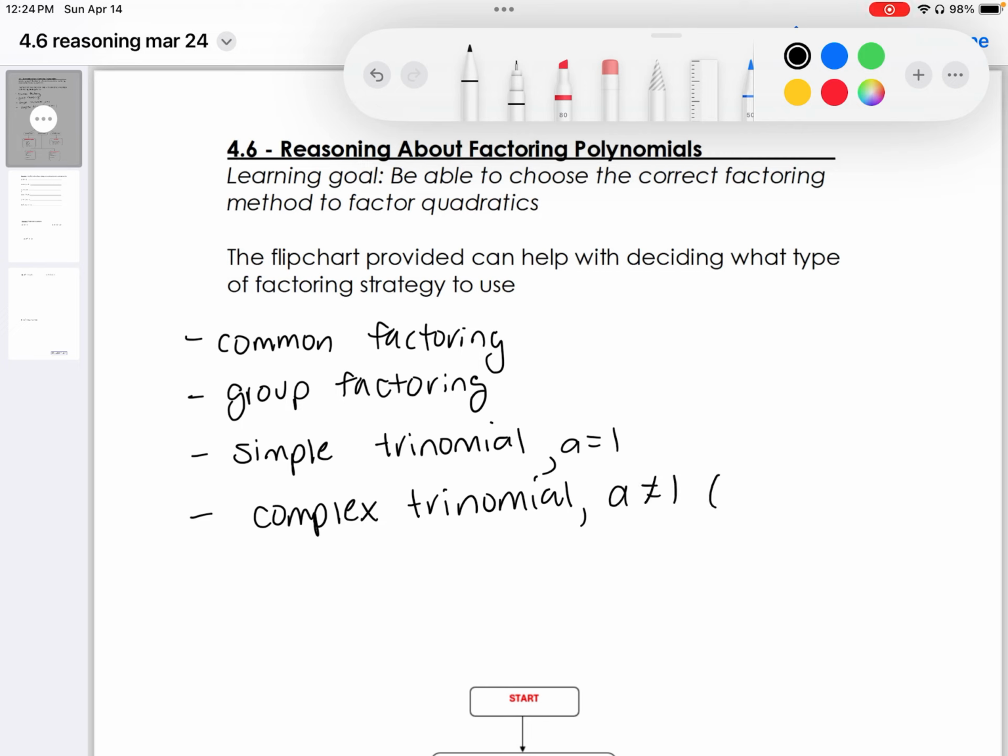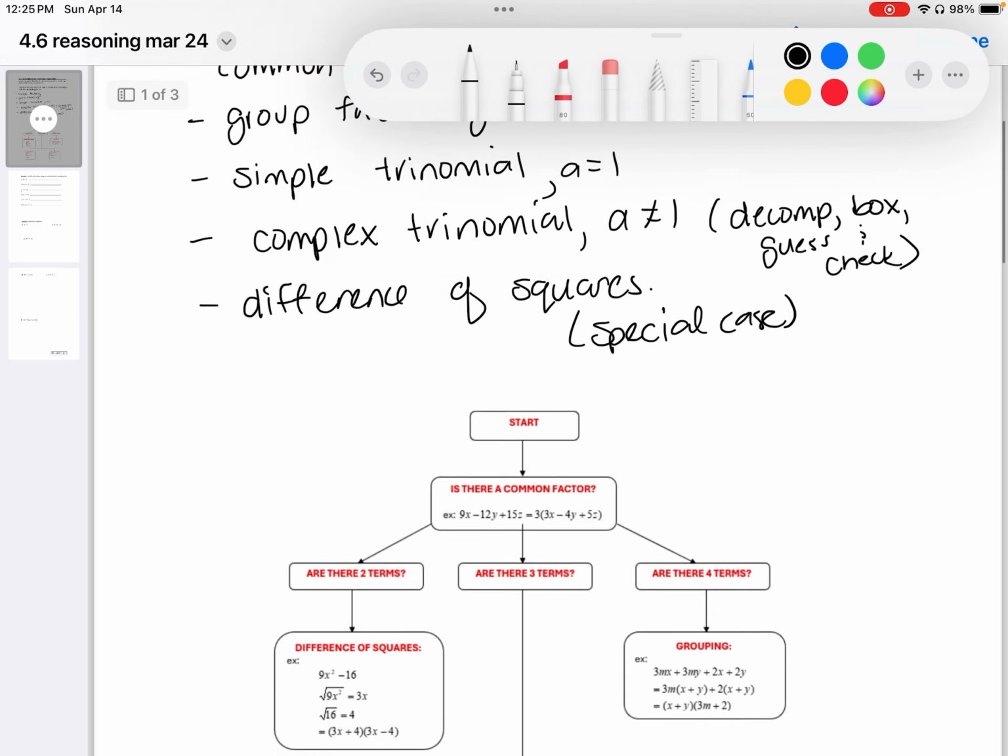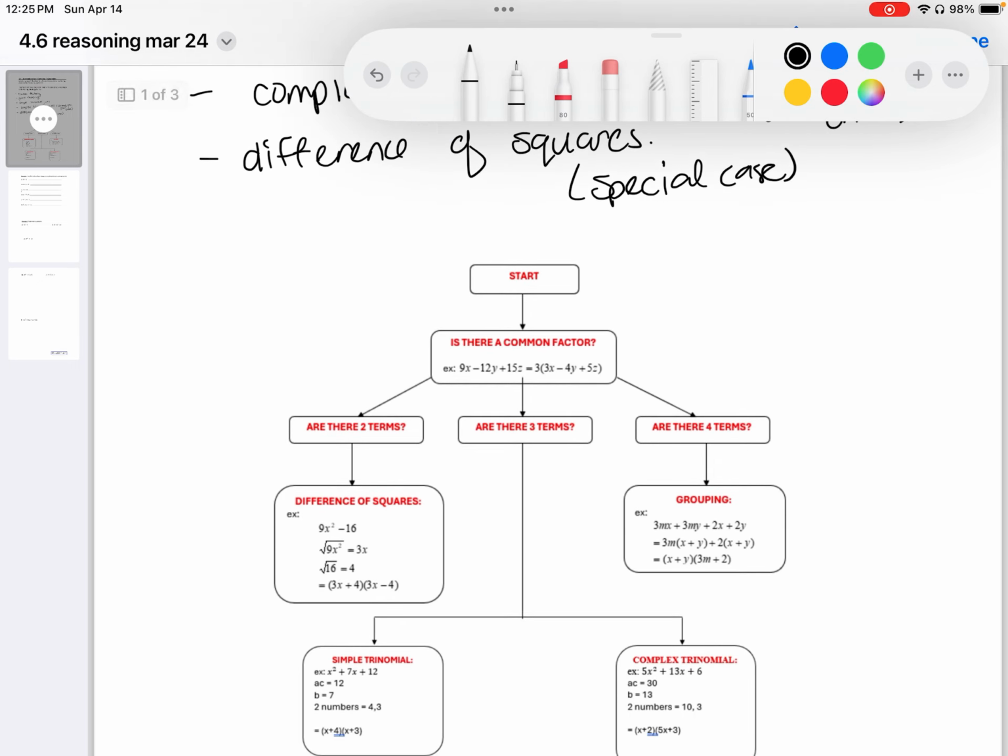And for this, we did 3 ways: decomp, box, and guess and check. We don't have to be that specific. Sometimes you may feel like one over the other. I'm not too worried about that. And then lastly, the last strategy was checking for difference of squares, which the textbook calls a special case. Okay, so that's what this flow chart looks like.